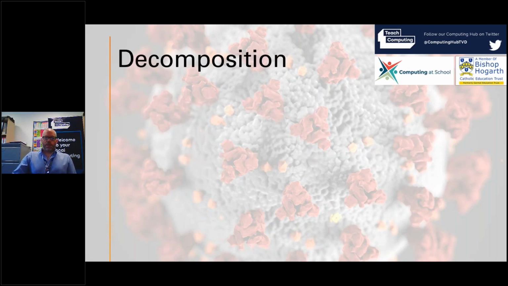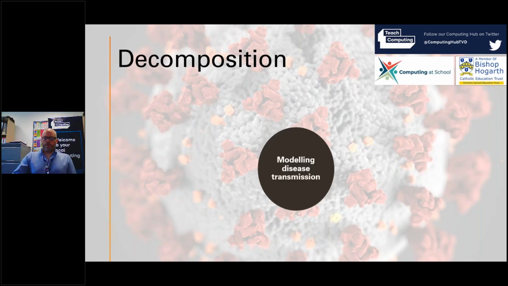First of all, decomposition. Modeling disease transmission. Now, the spider diagram is going to come up in a second, and I just want to give you some time to think about what kind of things you could think about when you're wanting to model the disease being transmitted from one person to another, and then looking at maybe how that affects an entire population.